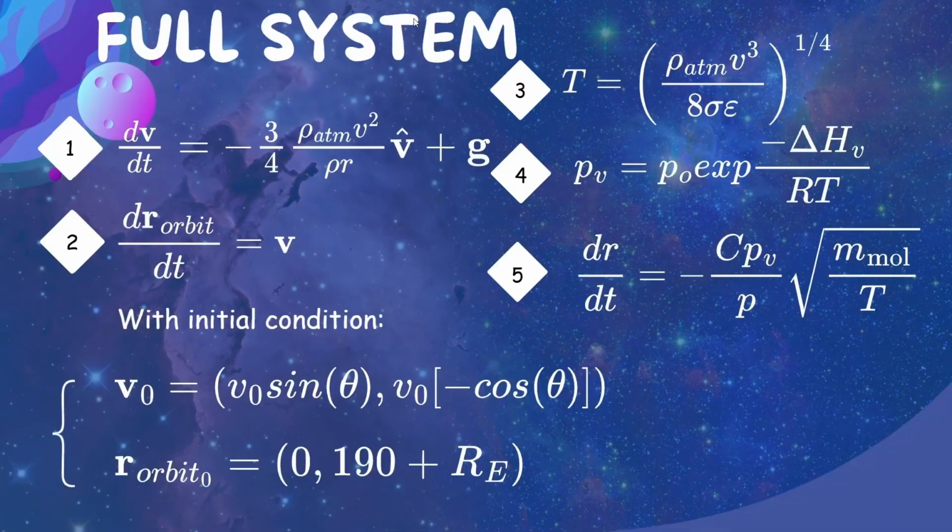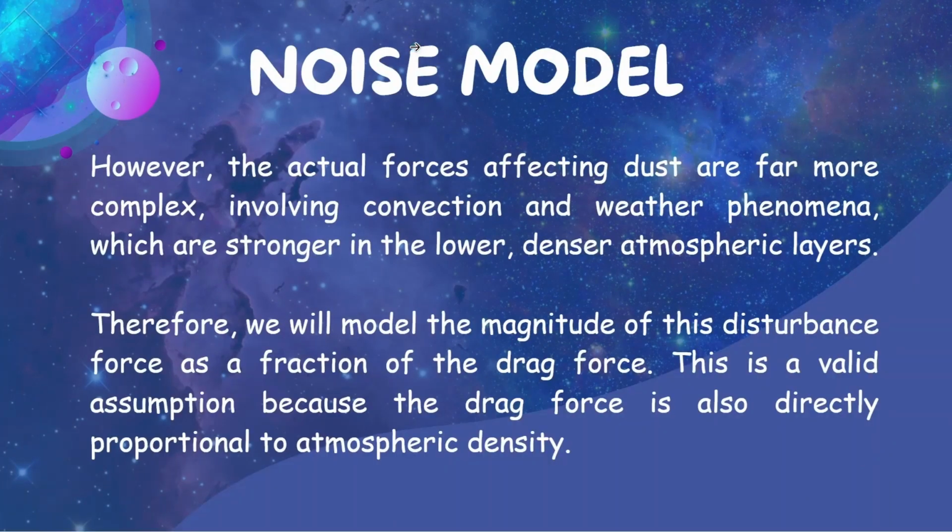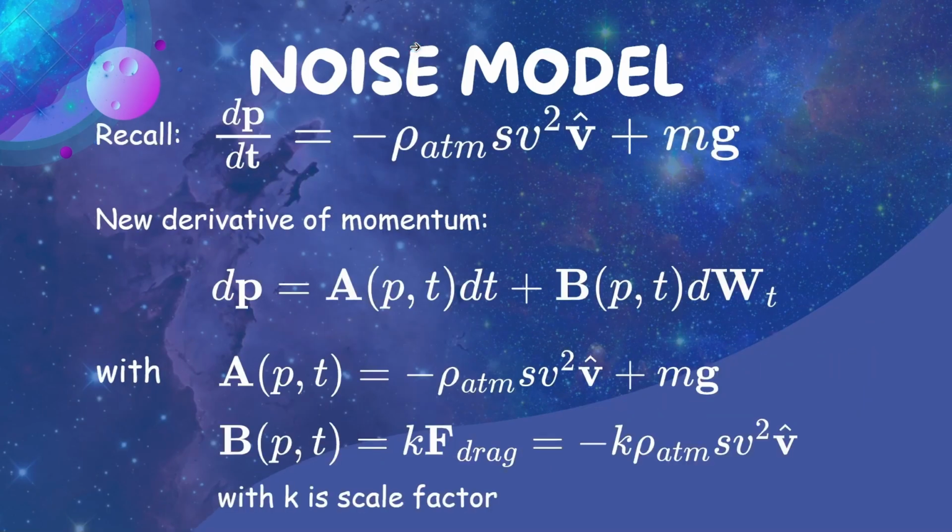Here is the full system with two initial conditions on entry velocity vector and position vector. However, the real world is noisy. The actual forces affecting dust are far more complex, involving convection and weather phenomena, which are stronger in the lower, denser atmospheric layers. Therefore, we will model the magnitude of this disturbance force as a fraction of the red force. This is a valid assumption because the red force is also directly proportional to atmospheric density. This changes our deterministic model into a stochastic one.